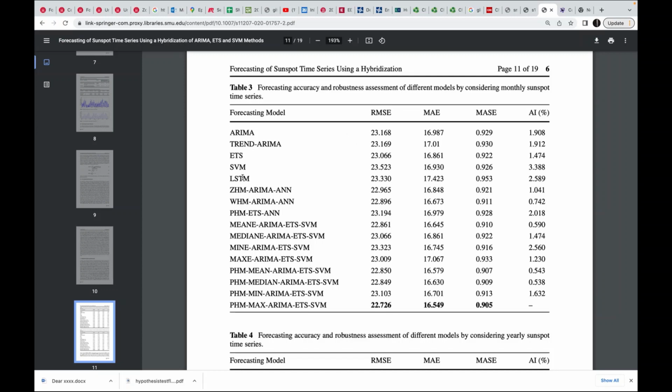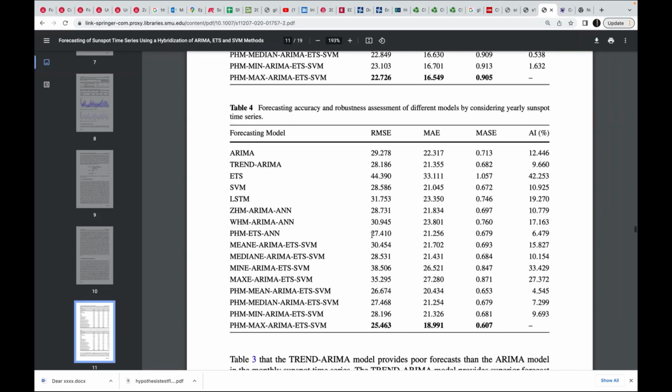But you can see LSTM, a popular neural network-based model, was 23.3. ARIMA beat that. ETS beat those, at least in terms of RMSE. So what about the yearly data? Just getting a look at the numbers, we have 29, 28, 44. LSTM is up to a 31. And then their method turned out to be the lowest here at 25.463.